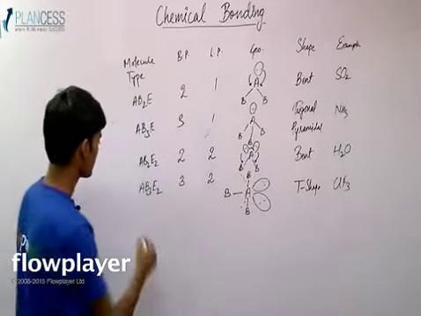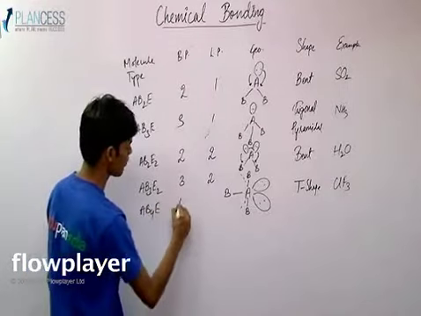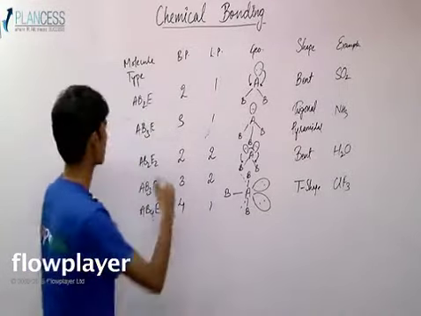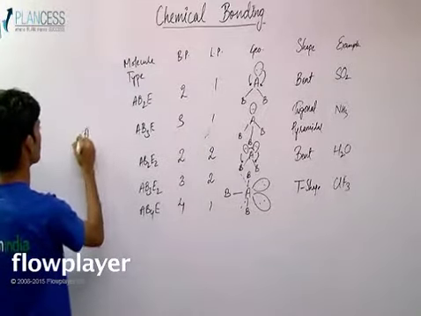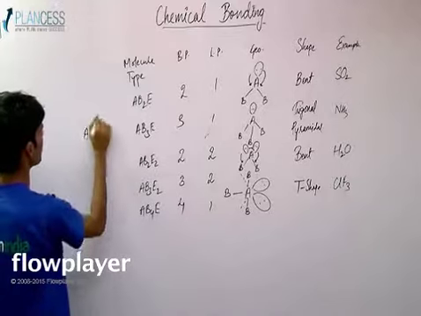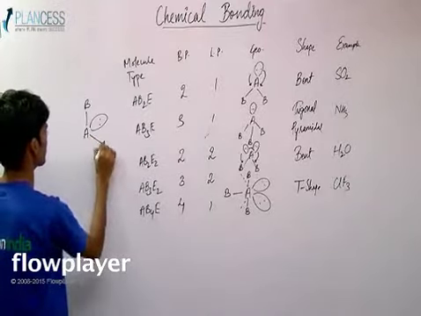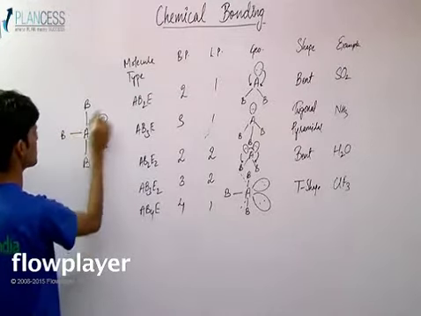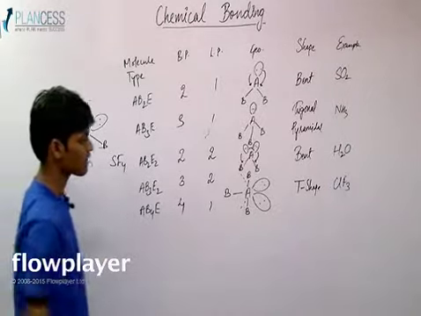The next one would be AB4E, in which there are 4 bond pair and 1 lone pair. So its geometry, I will draw something here. So its geometry would be something like A. B4 would mean that 1 electron pair would be here, 1 would be here, 1 would be here, 1 would be here, 1 would be here. So this would be AB4E, and the example is SF4. So I explained the example.